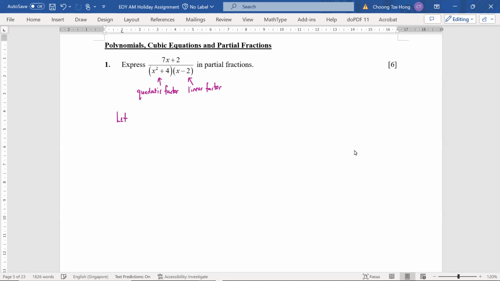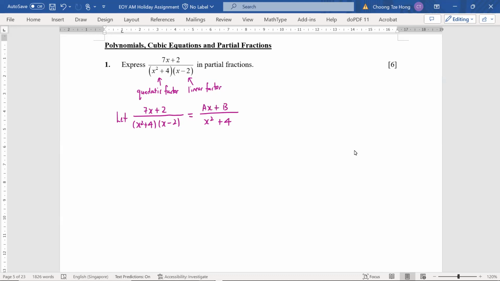The first thing is we are going to let (7x + 2) / ((x² + 4)(x − 2)) be equal to the following. The first factor will be the quadratic factor. If this is a power of 2, degree 2, then on top it must be degree 1. That's why it's (ax + b).